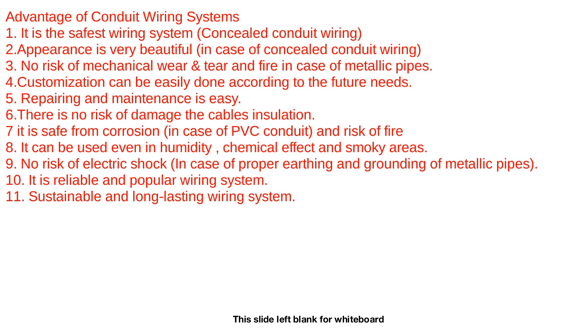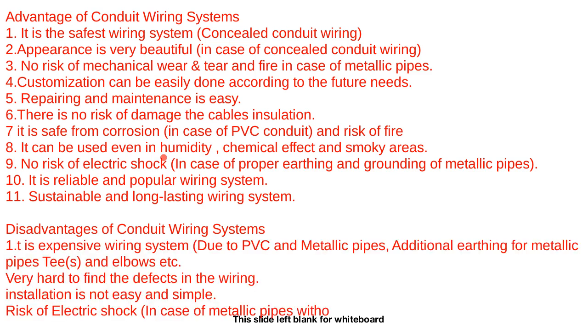Next, last part is the disadvantages. Disadvantages of wiring systems. So number one is that they are expensive, an expensive type of wiring system. This is due to PVC and metallic pipes, and also additional earthing for the case of the metallic conduits. So the one disadvantage is that they are an expensive type of wiring system.